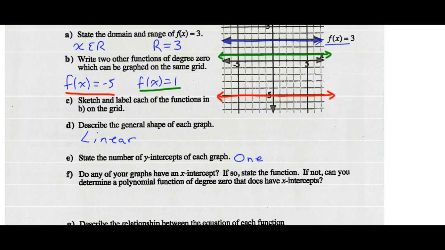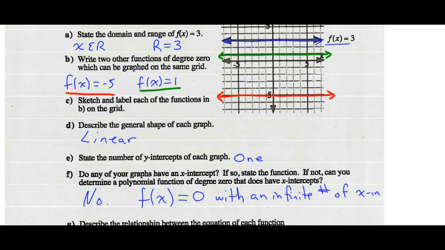Do any of your graphs have an x-intercept? No. If so, state the function. If not, can you determine a polynomial function of degree 0 that does have an x-intercept? There's only one function of degree 0 that has an x-intercept, and that's f at x equals 0. All right, and that has an infinite number of x-intercepts because it's right along the x-axis. So every single point on the x-axis is an x-intercept.